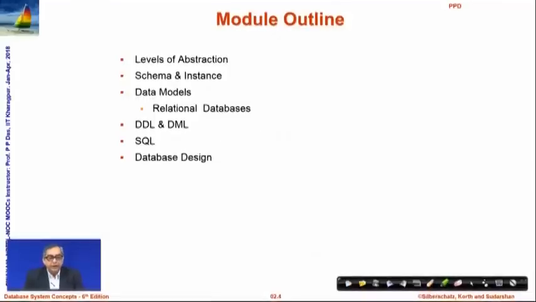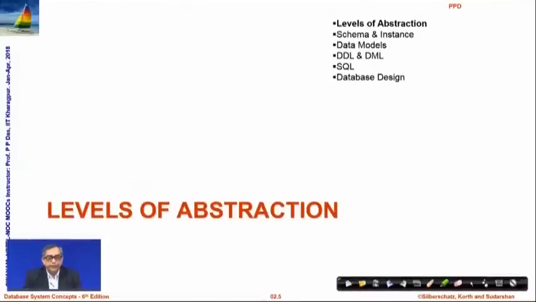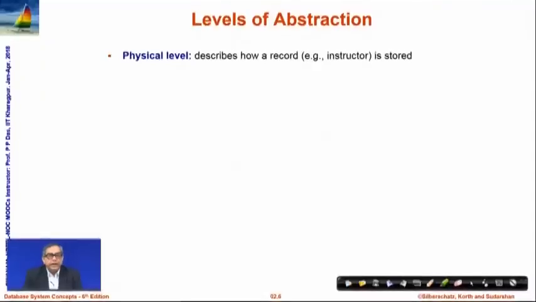So, the module outline would be like this, and as we go along you will be able to follow which particular aspect of this outline we are discussing. To start with, we talk about levels of abstraction. A database system, like any other system, is conceptualized in terms of 3 levels of abstraction.